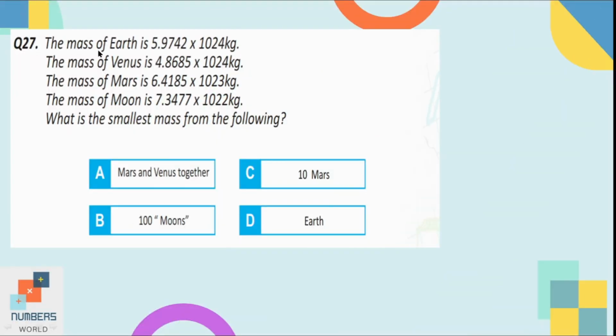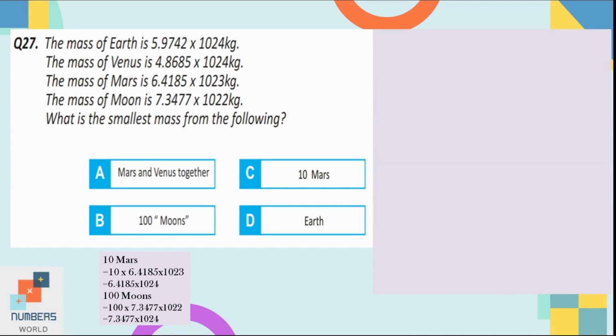Question number 27. The mass of Earth is 5.9742 multiplied by 10 raised to power 24 kilograms. The mass of Venus is 4.8685 multiplied by 10 raised to power 24 kilograms. The mass of Mars is 6.4185 multiplied by 10 raised to power 23 kilograms. The mass of Moon is 7.3477 multiplied by 10 raised to power 22 kilograms. What is the smallest mass from the following?